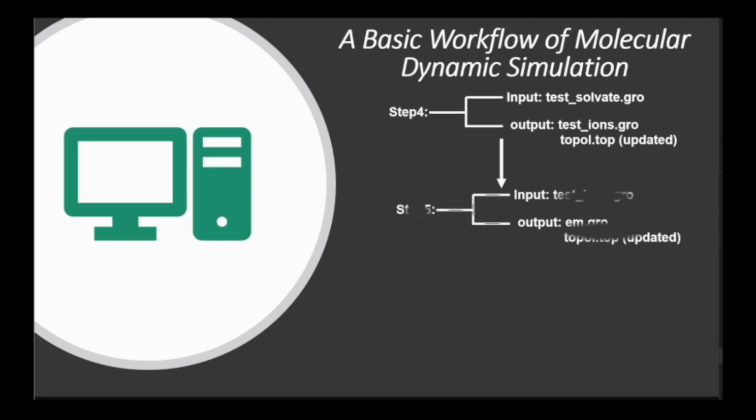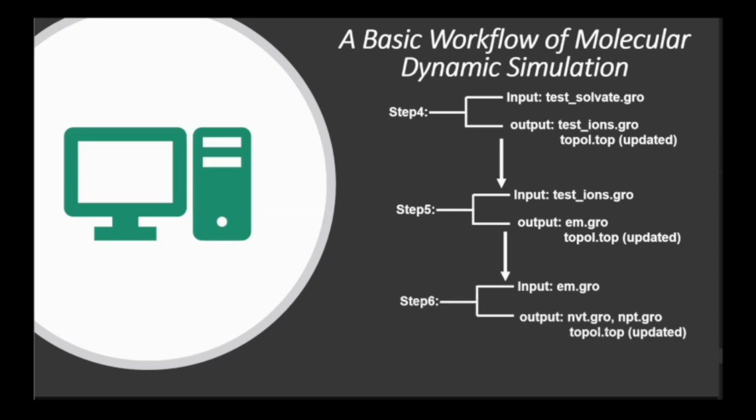In step number 5, we will use the ions.gro, the ionized GRO file, as an input, and we will get another output, em.gro. And em.gro will have the energy minimized system. The step number 5 is energy minimization. And once again, the topol.top will be updated. I'm talking about the reference of Gromacs. Step number 6 will obviously be the equilibration step. In the equilibration step, we will take the previous energy minimized file, em.gro, as an input, and then we will have two outputs, nvt.gro and npt.gro. And once again, the topol.top file will be updated.